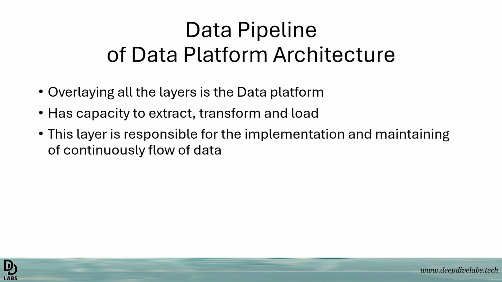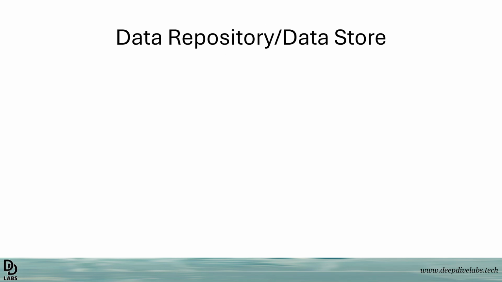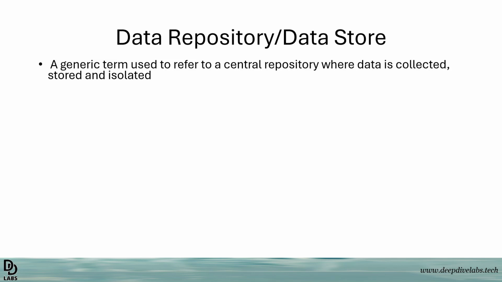So this data pipeline layer is a generic term. This layer is responsible for implementing and maintaining continuous flow of data through the data platform. Alright, now that we have understood the different layers of a data platform architecture at a high level, let's look at what are typical data platforms that are available, right? The first thing is, it's important to understand that data platform is sometimes also referred to as data repository or data store, right? In order to clarify these terminologies, it's important to understand.